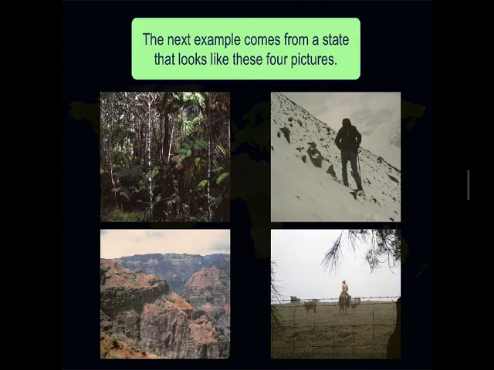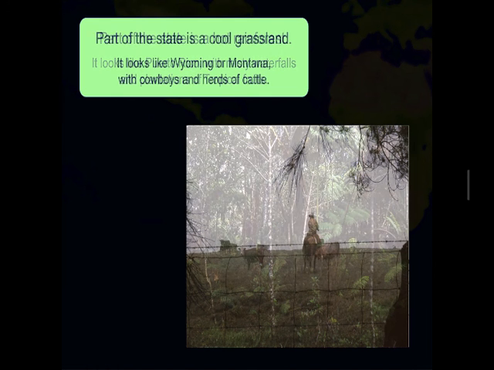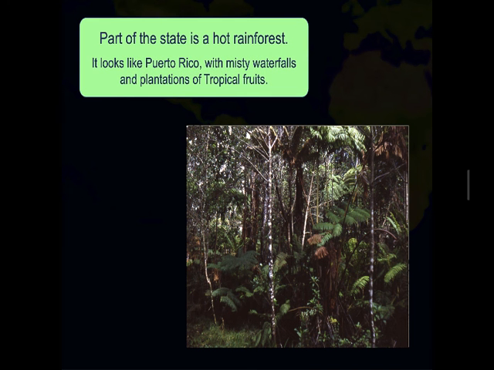The next example comes from a state that looks like these 4 pictures. Part of this state is a cool grassland. It looks like Wyoming or Montana with cowboys and herds of cattle. Part of the state is a hot rainforest. It looks like Puerto Rico with misty waterfalls and plantations of tropical fruits.